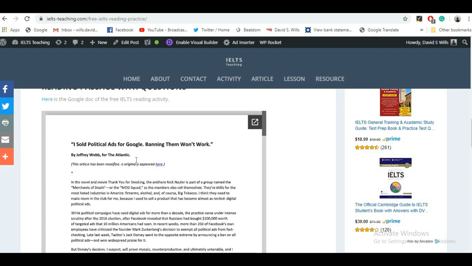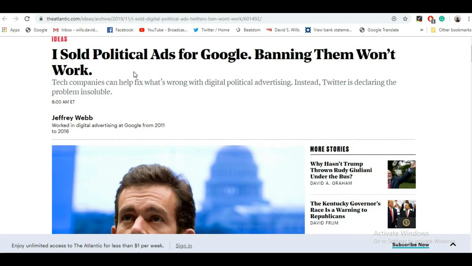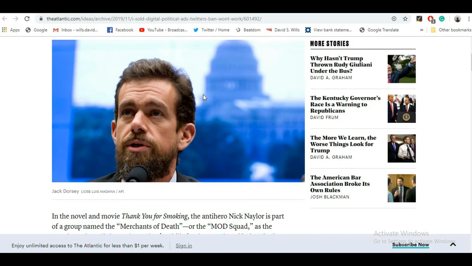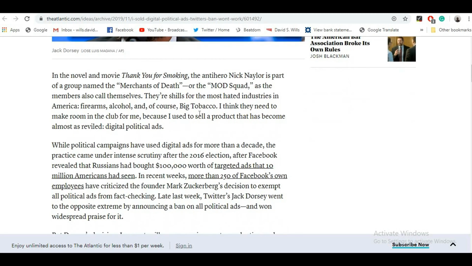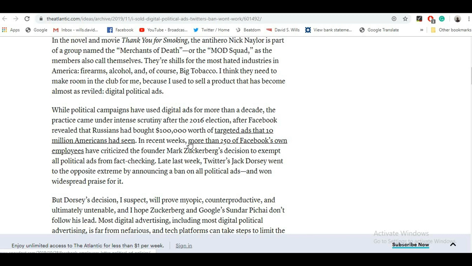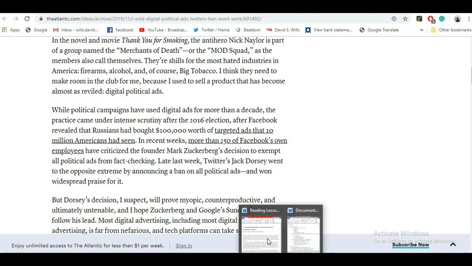So this article was not written by me. It was taken from a publication called The Atlantic. You can see that here. This is the original. It's a new article, and it's quite interesting. It's about something that's in the news at the moment. This guy here, Jack Dorsey, the founder of Twitter, and it's all about digital advertising.